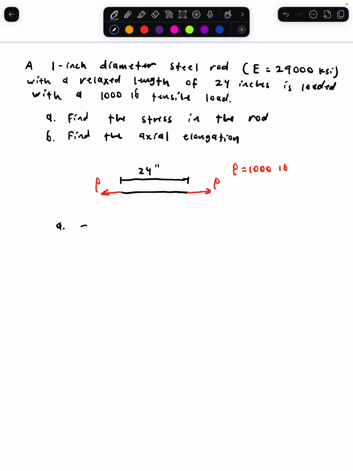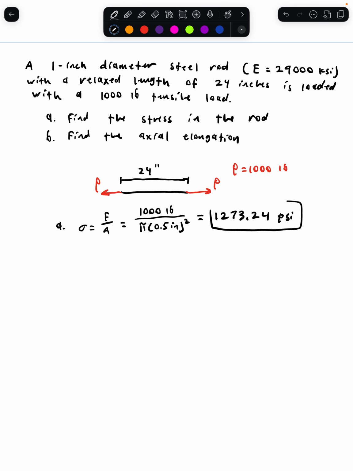So to find the stress, we're just going to say that stress equals the force over the area. Our force here is 1,000 pounds. The area, this is a circular rod, we're given diameter, so the area is going to be pi times the radius squared. The radius is 1/2 inch. This is an important thing to watch out for. Make sure you're using the radius, not the diameter. Make sure you read the question carefully. So that comes to 1,273.24 psi. So that is our stress.